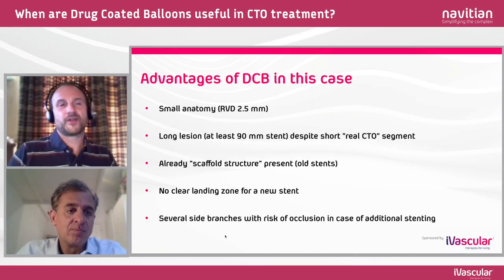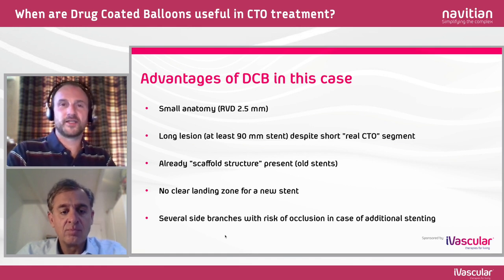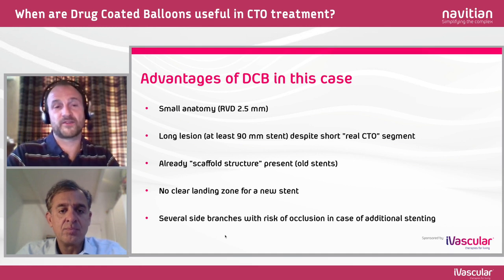So let me underline the advantages of a DCB strategy in this specific case. First of all, small anatomy. Reference vessel diameter was about 2.5, and we know that stents in this setting perform less well than in larger anatomies. Definitely a very, very long lesion. Probably if we had gone for stenting, we would have put in 90 millimeters of stent. Despite the CTO itself being short, the vessel was totally diseased from the beginning to the end.